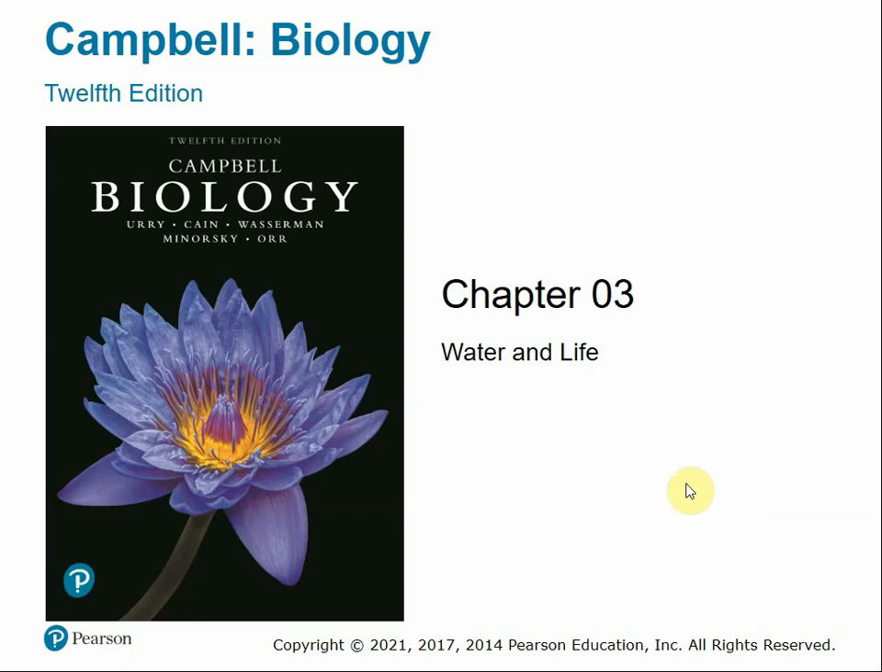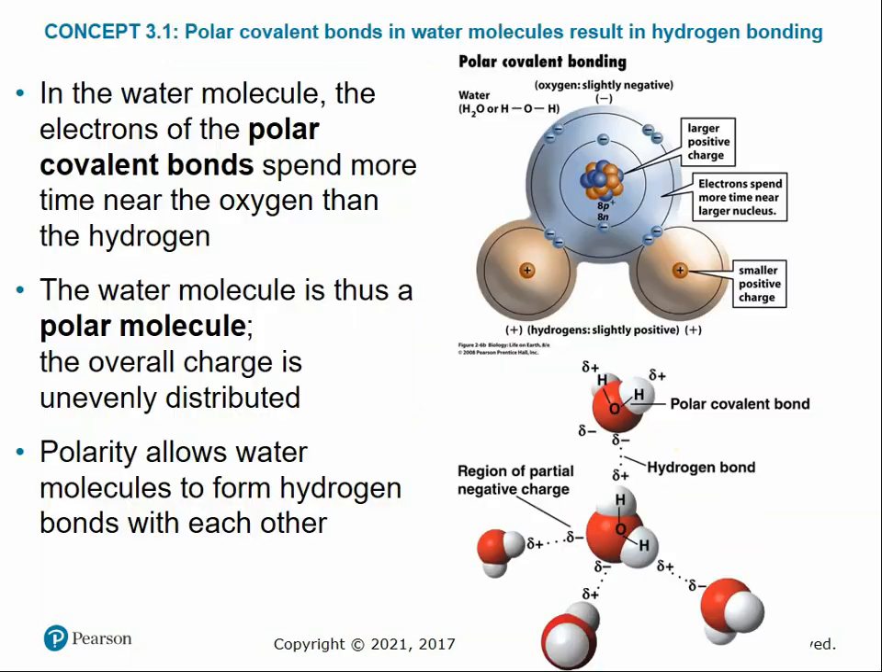This is chapter 3, Water and Life. In the last chapter, we talked about the different types of chemical bonds and how a water molecule is composed of a polar covalent bond between an oxygen atom and two hydrogen atoms. So we get H2O. But it's polar in that there is an unequal distribution in the sharing of these electrons.